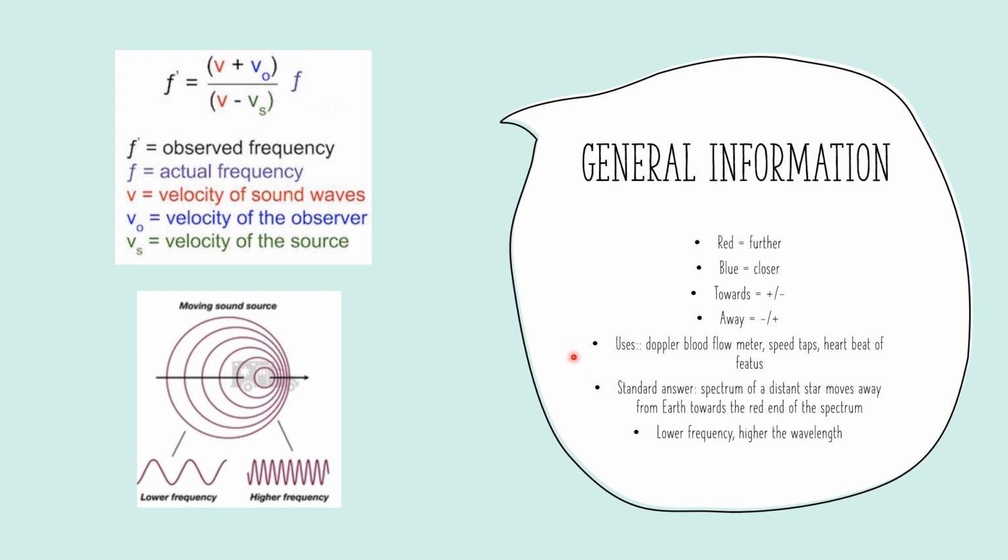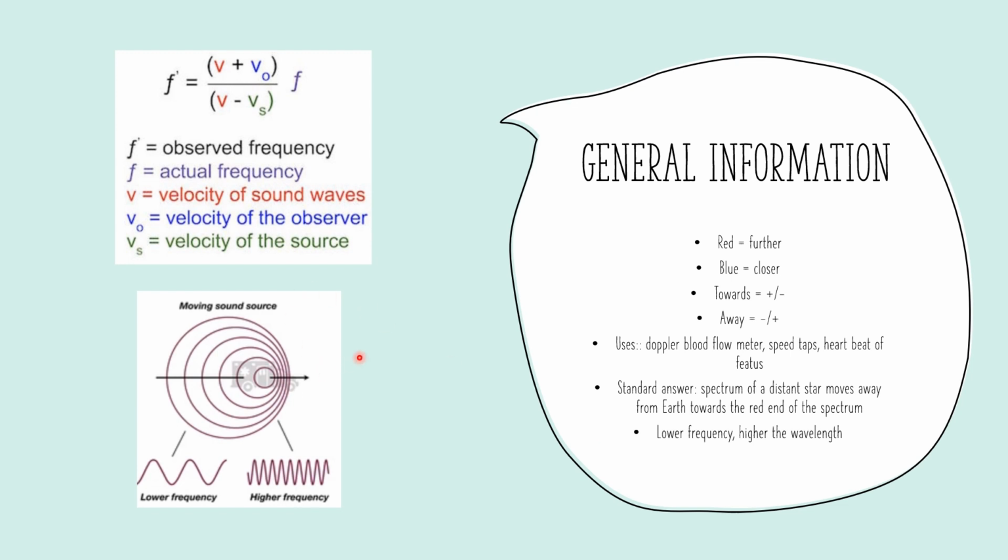Some uses of the Doppler effect: the Doppler blood flow meter, speed traps, heartbeat of a fetus. The standard answer for something that is moving away or towards you is here. The spectrum of a distant star moving away from Earth shifts towards the red end of the spectrum, and the lower the frequency, the higher the wavelength.